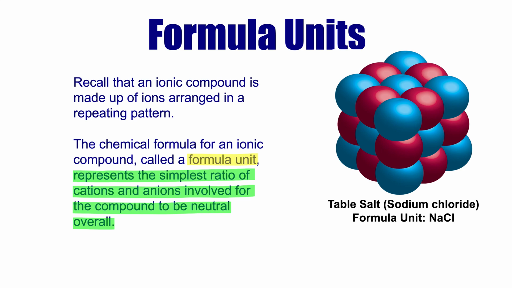The formula of an ionic compound is referred to as a formula unit. What that formula unit is going to show you is the simplest ratio of cation and anion needed in that ionic compound to make it neutral overall. I need this many cations for this many anions in this compound in order for that overall charge to be 0. So here's the formula unit for sodium chloride, NaCl. What that formula unit is telling me is that for every one sodium ion that has a charge of +1, I need one chloride ion in order to make that compound neutral overall.